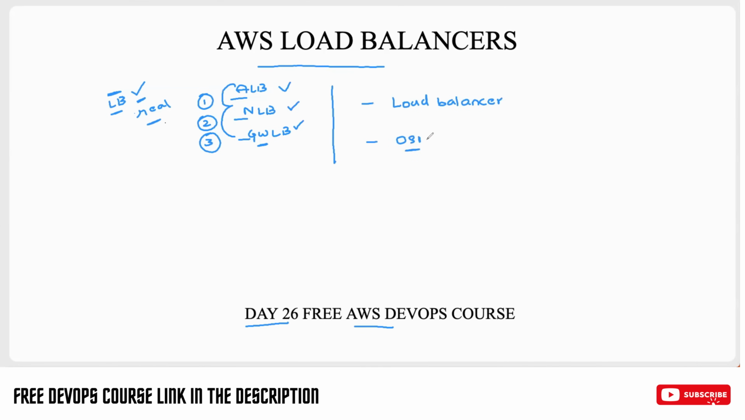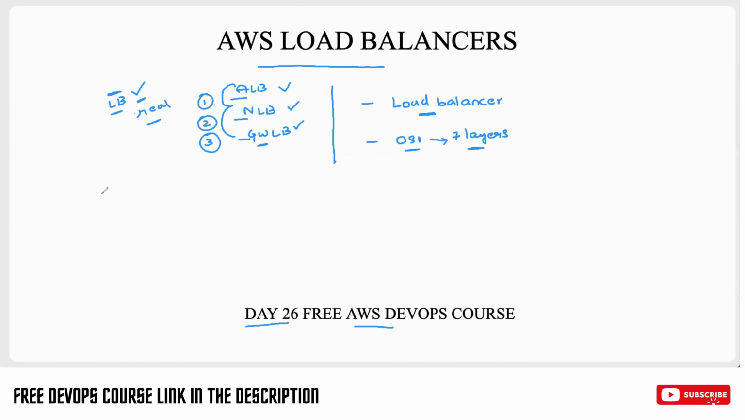If you are a computer student, or if you have taken computer education, then you know that there are 7 layers in the OSI model. But to bring everybody on the same page in today's video, I'm just going to give an overview of these 7 layers. So let's start with the load balancer first.